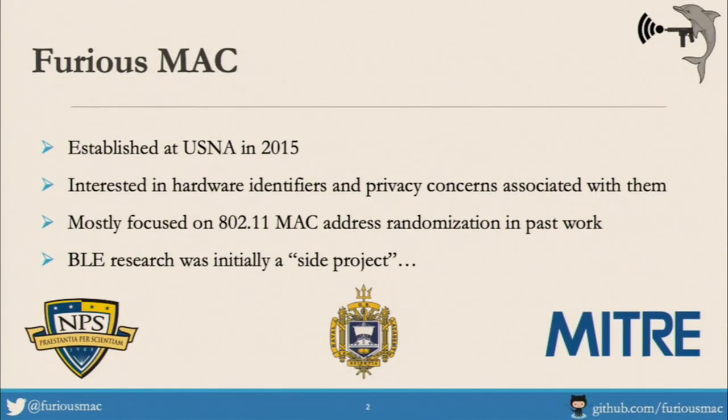So a little bit about the group. Furious MAC was first established in 2015 at the United States Naval Academy. We were mostly interested in hardware identifiers, and we still are. A lot of our past work has focused on Wi-Fi MAC address randomization and trying to defeat randomization. Initially, this Bluetooth Low Energy research just started as a side project to see if we could use the data included in Bluetooth advertisements to actually defeat MAC address randomization in Bluetooth. And then it got kind of out of control, as you'll see.